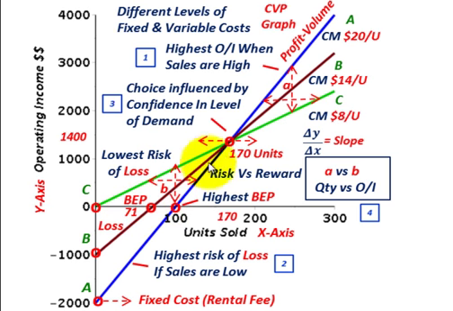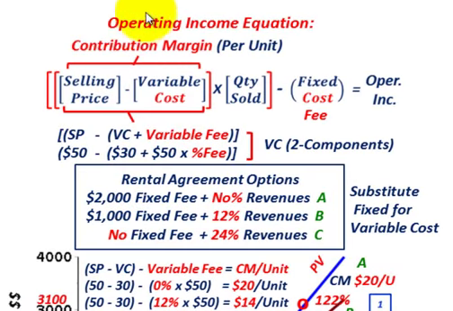Okay, so that's basically what we'd have to look at when you're looking at your different options based on the cost volume profit analysis. Now let's go over and look at how we came up with these numbers. So here we'll start with our operating income equation. This is where we have to determine our operating income, and that's based on your selling price minus your variable cost times whatever quantity you sell. But then whatever that quantity is, you have to subtract out your fixed costs.